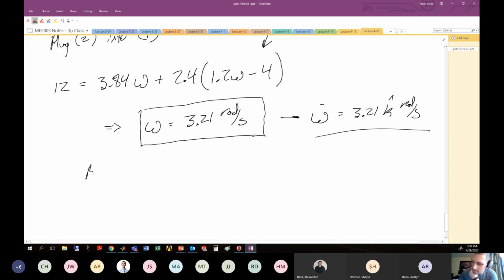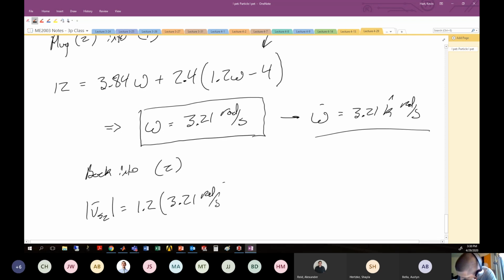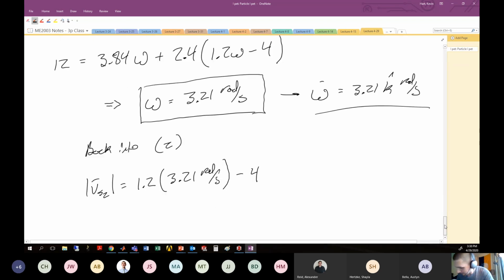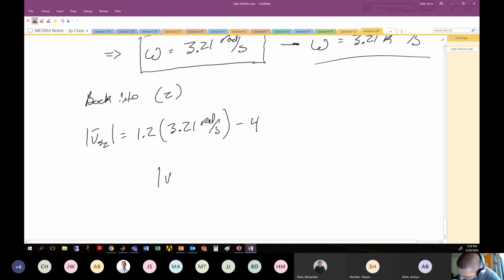We can plug this back into equation 2 to determine that the magnitude of the velocity of the sphere is equal to 1.2 times omega, so 1.2 times 3.21 radians per second, minus 4. Or we get here that the magnitude of the velocity of the sphere in state 2, after working through the algebra, is negative 0.148 meters per second.